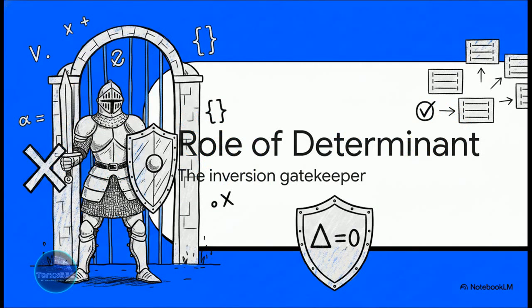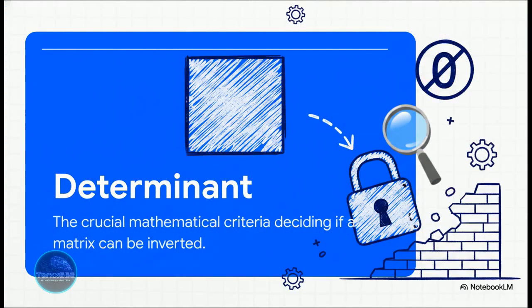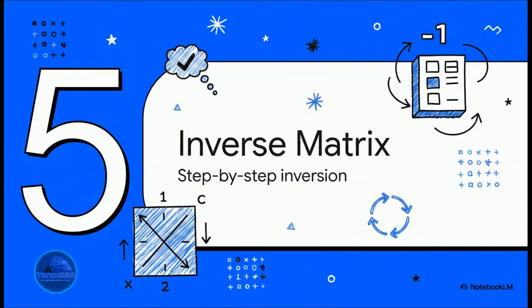Section 4. The role of the determinant. Now, you can't just invert any matrix you want. There's a gatekeeper, and it's called the determinant. It's a single numerical value that you can calculate from a square matrix, and its rule is ruthless. If a matrix's determinant is exactly 0, you cannot invert it. Period. End of story. It has no inverse. So before you even waste your time trying to find an inverse matrix, you absolutely have to put it through the determinant test.